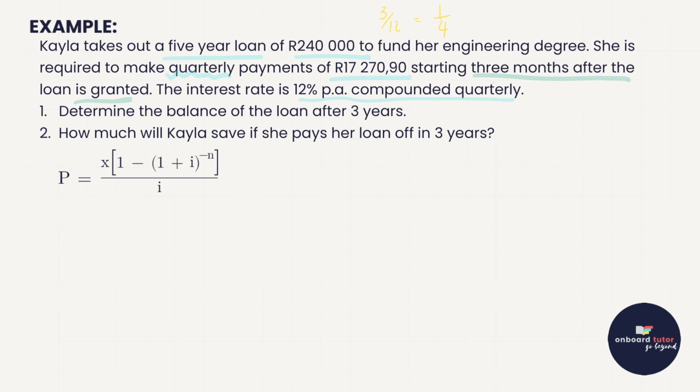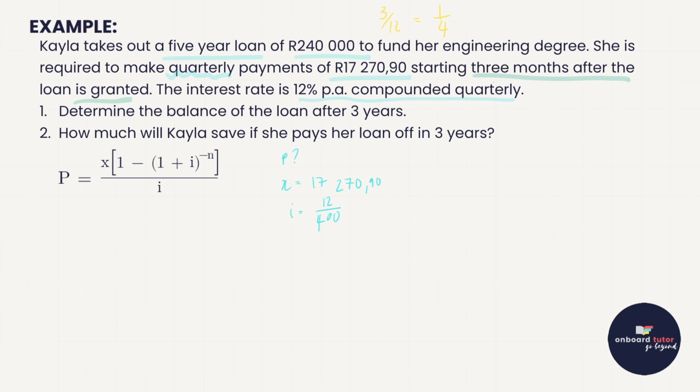Again, we're going to work out that P-value. X is equal to the quarterly payments they've given us, 17,270 Rand and 90 cents. Starting 3 months after the loan, that's cool. Interest rate is 12% compounded quarterly. There's a 4 for the quarter and 100 for the percent. And then they want the balance of the loan after 3 years.